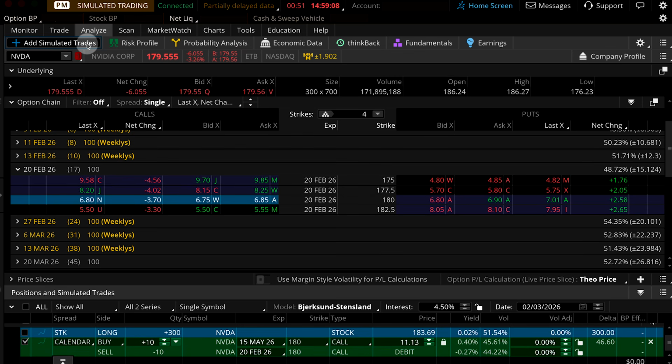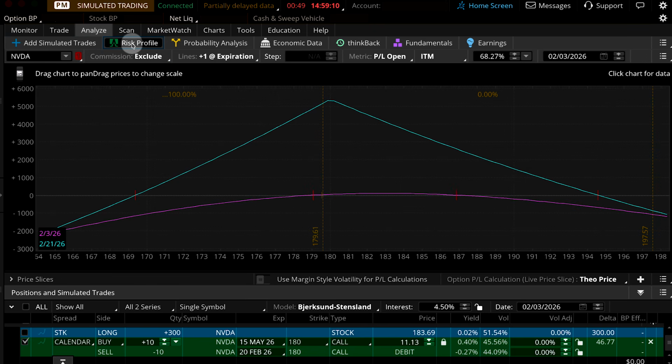So let's switch over to our risk profile and take a look at this calendar. We can see here, this purple line is going to be referring to today's date, February 3rd, and our light blue line is referring to at expiration of our short leg, which is February 20th. So this line is representing February 21st.